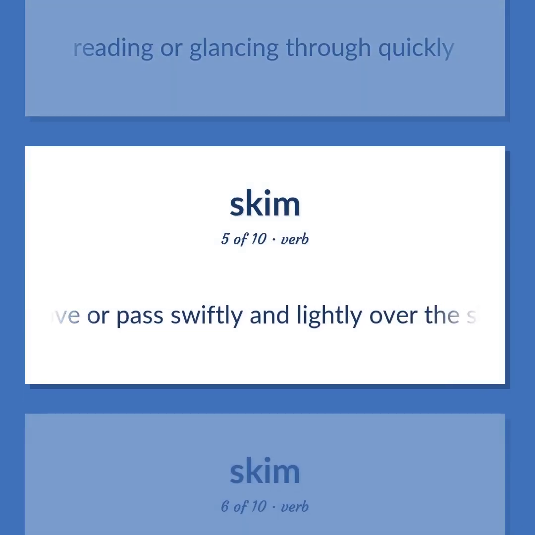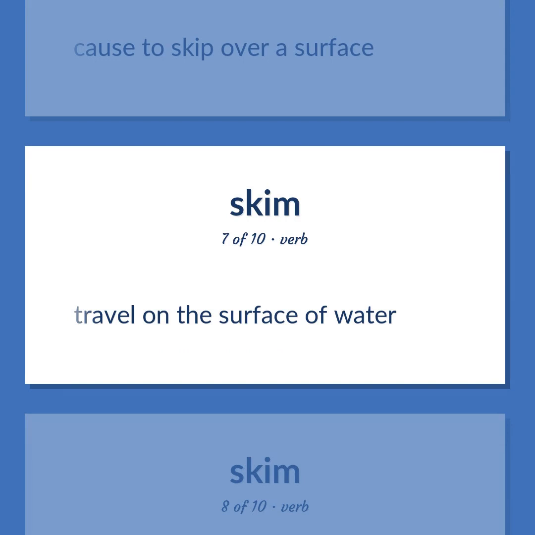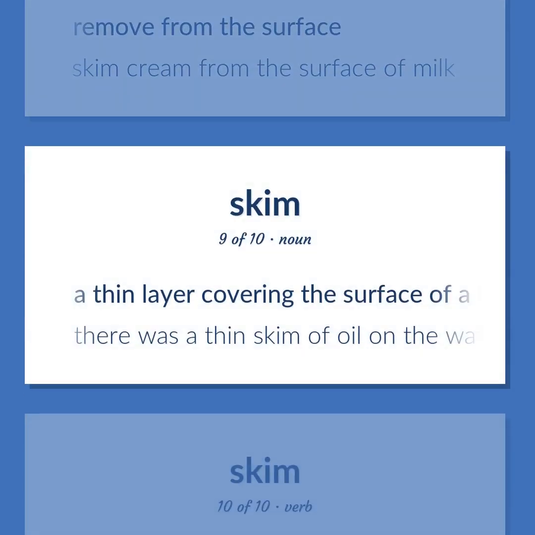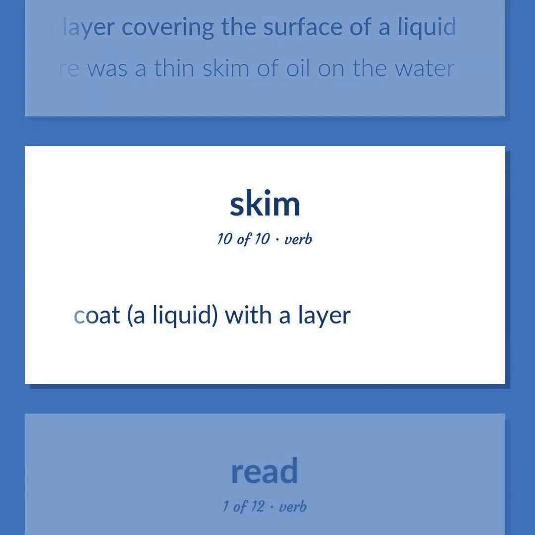Move or pass swiftly and lightly over the surface of. Cause to skip over a surface. Travel on the surface of water. Remove from the surface. Skim cream from the surface of milk. A thin layer covering the surface of a liquid. There was a thin skim of oil on the water. Coat a liquid with a layer.